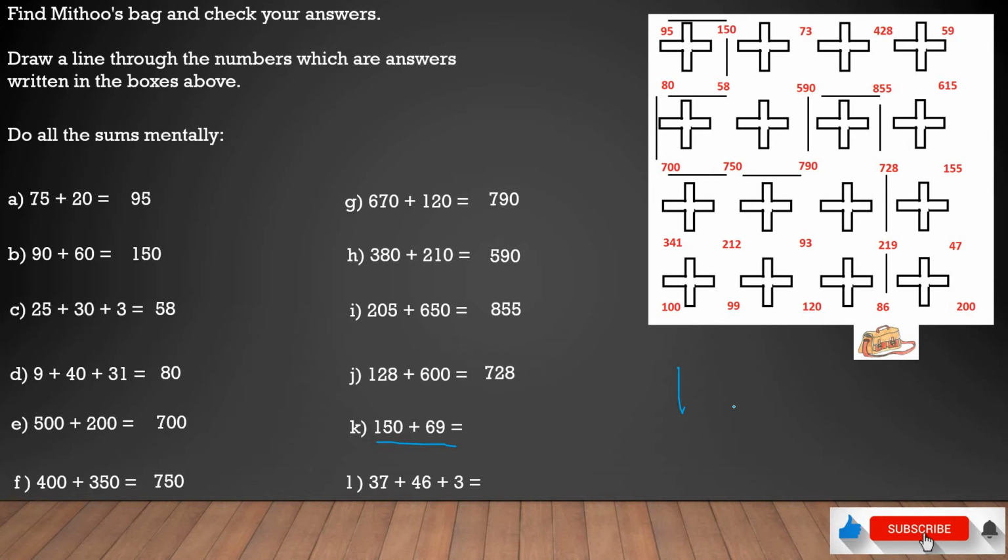150 plus 69. So this is 150 and then 69. 9 plus 0 will give you 9. 6 and 5 will give you 11. So from 11 we'll take this one and we'll write here. This one will move as a carryover to the next number. So 1 plus 1 will give you 2. So the answer to this question is 219.